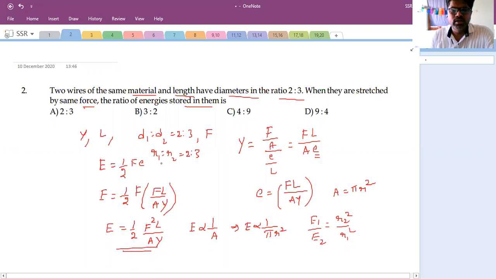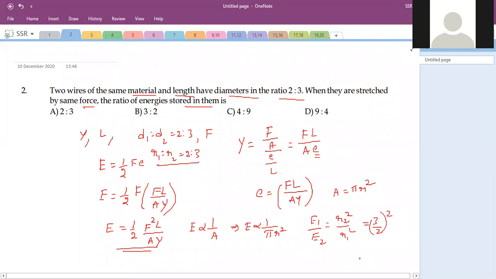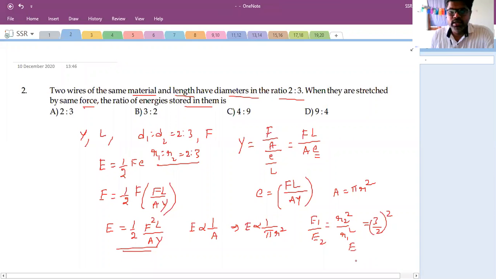So what is R1 is to R2? 2:3. R2 is to R1? 3:2. Then we can write 3 by 2 whole square. So that E1 by E2 is equal to 9 by 4, 9 is to 4. So option D, 9 is to 4, is correct.